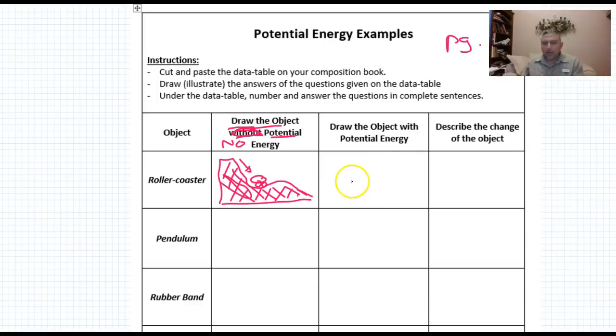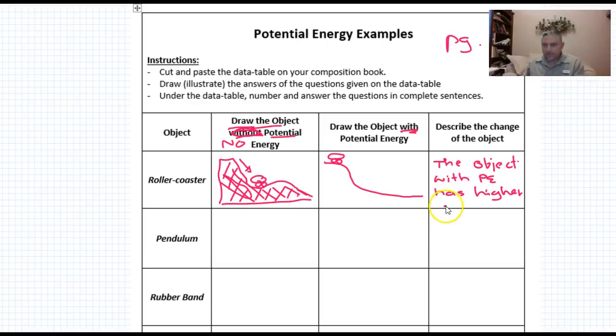Now let's draw a roller coaster with the object with potential energy. Once again, it will be over here on the top, and that will be it. Now describe the change of the object. How is the object changing? How are the two pictures changing? Well, I can say this: you can say that the object with potential energy has higher elevation.